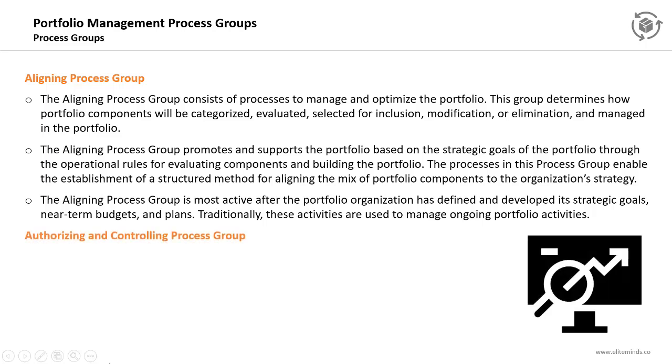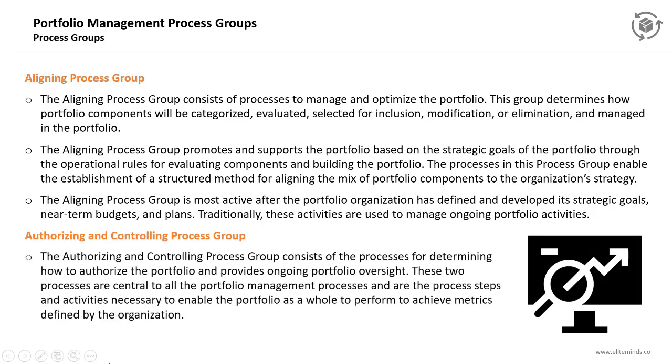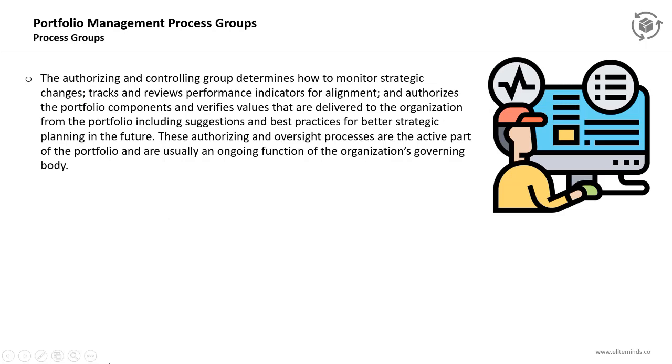And the last process group is the authorizing and controlling process group, which consists of the processes for determining how to authorize the portfolio and provides ongoing portfolio oversight. So we will be monitoring the portfolio performance as part of this process group. These processes are central to all the portfolio management processes, and they are the process steps and activities necessary to enable the portfolio as a whole to perform to achieve metrics defined by the organization.